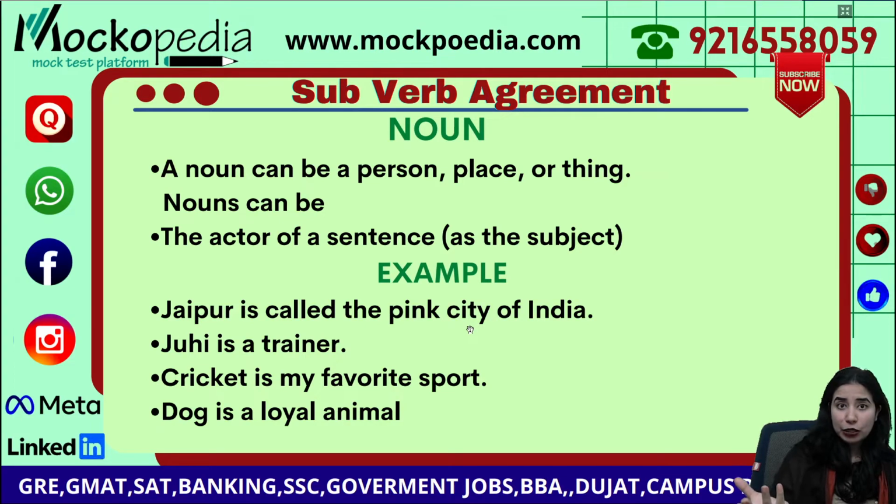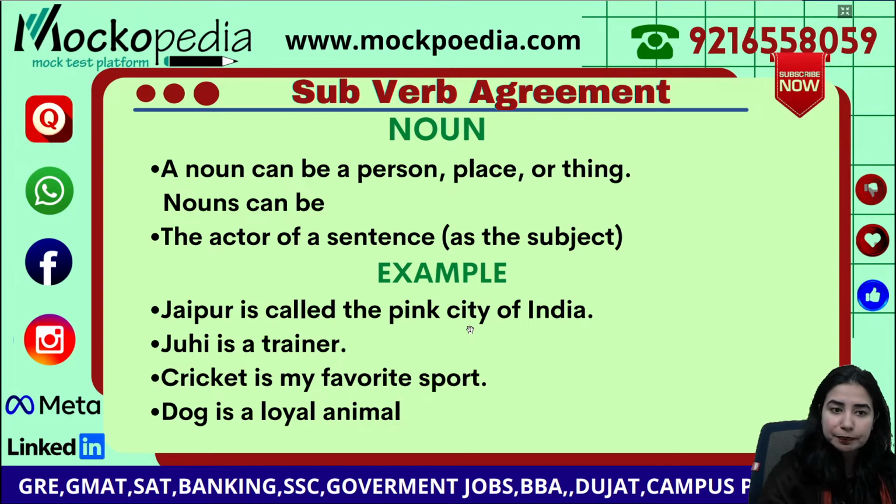Dog is a loyal animal. So dog remains to be the subject of the sentence. Dog is also the noun. So I'm sure you are able to see the usage in all these sentences where we are using a noun as the subject of the sentence. So in the first example that you have considered, Jaipur is basically the subject and it is of course the noun. Second, Juhi is the subject and the noun. Cricket is the subject as well as the noun. And in the last one, dog is the subject as well as the noun. So I hope you are clear with this particular part.